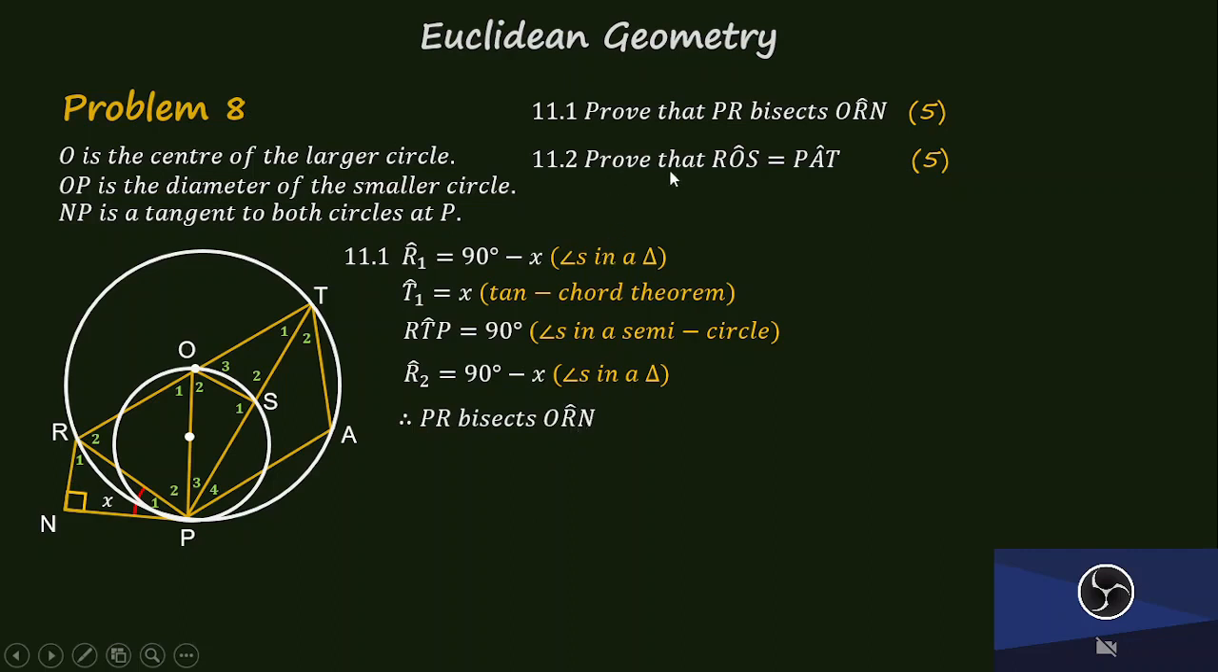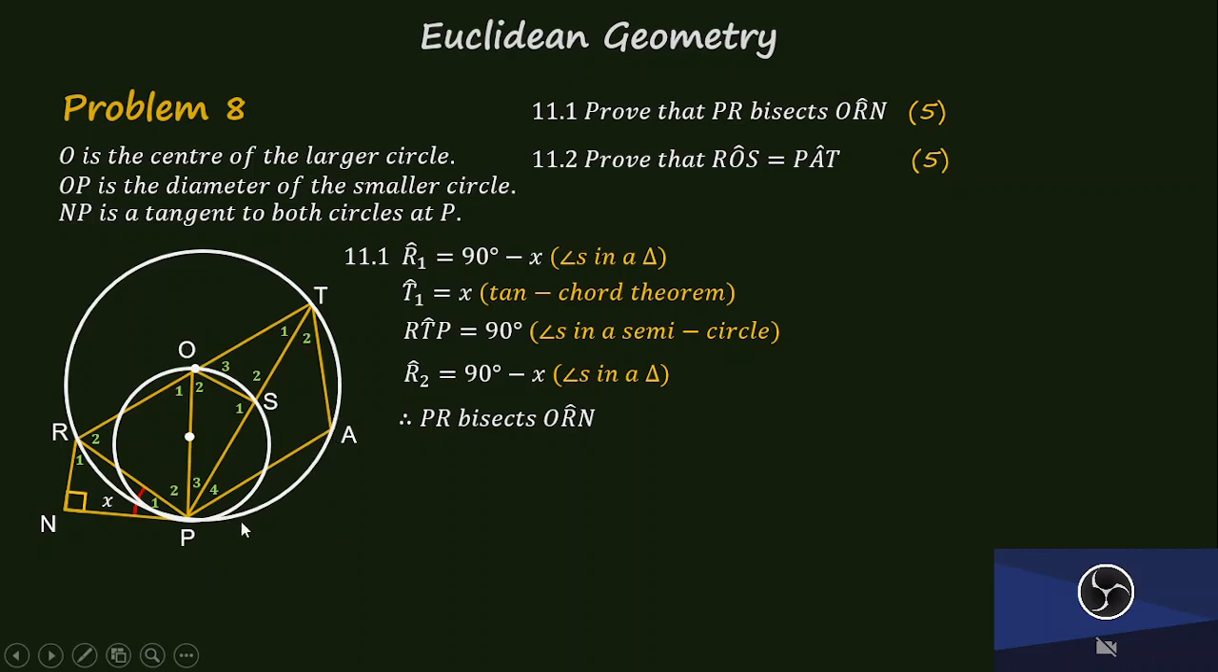Lastly, we are required to prove that ROS, the angle ROS, which is given by O1 and O2, equals PAT, the angle A here, right? PAT, the angle here. We want to show that PAT equals this.